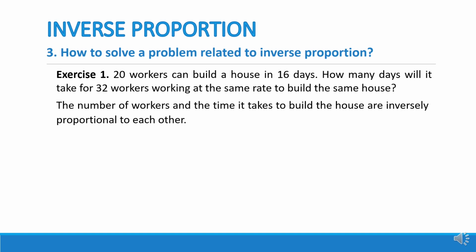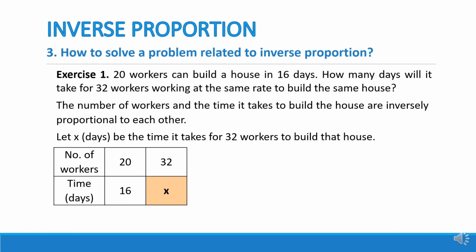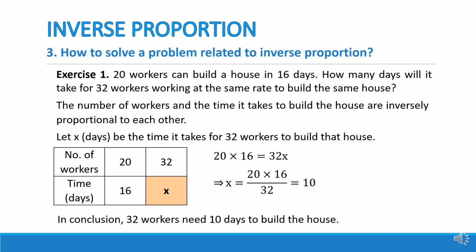Now, let x days be the time it takes for 32 workers to build that house. We have the product of 20 and 16 is equal to 32x, and x is equal to 10. In conclusion, 32 workers need 10 days to build the house.